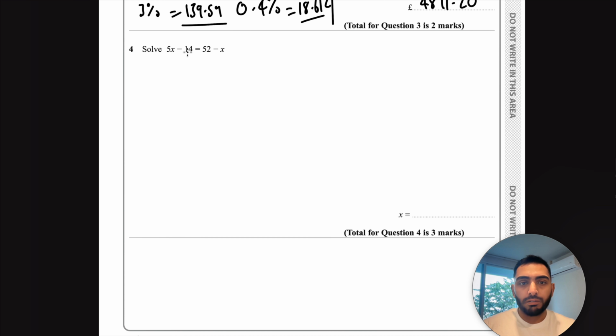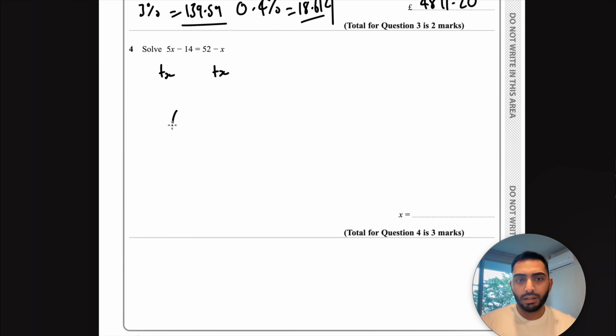Question 4, solve 5x minus 14 equals 52 minus x. First thing I need to do here is get all my letters onto one side and I want all my numbers on the other side. And I can see I've got more x's on the left hand side, so we're going to move this minus x over there by adding x there, and we're going to add x there. 5x add x is 6x minus 14 equals 52.